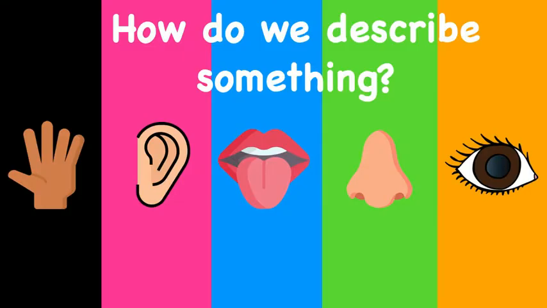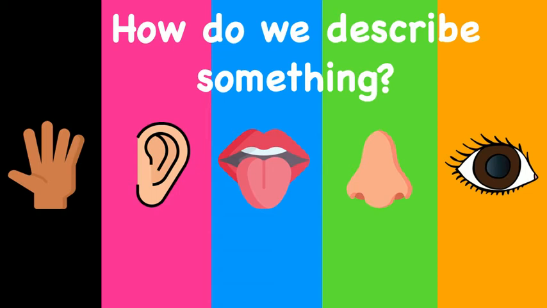So, how do we describe something? Well, we can talk about what something feels like, or sounds like, or tastes like, or smells like, or looks like. So let's look at some examples. If we want to talk about what something feels like: The blanket is soft. The birds chirping is very pretty. The muffin tastes sweet. And the trash smells bad. And the sun is shining bright.